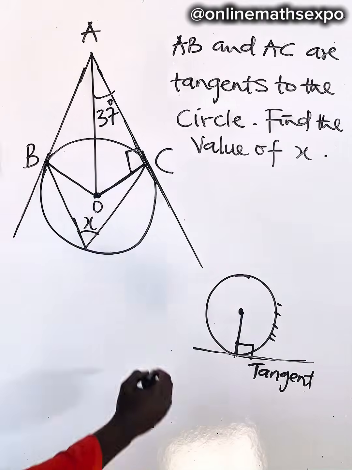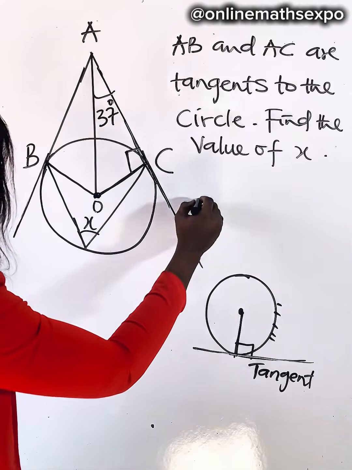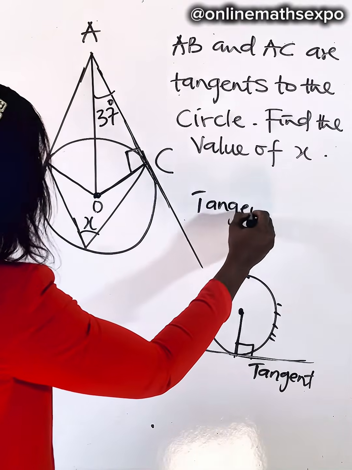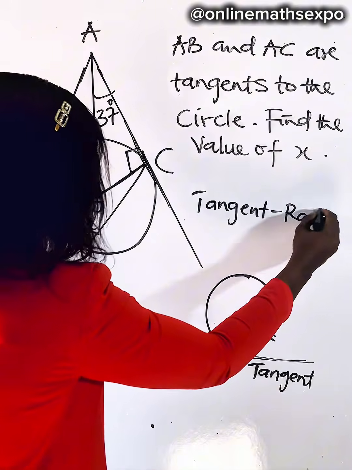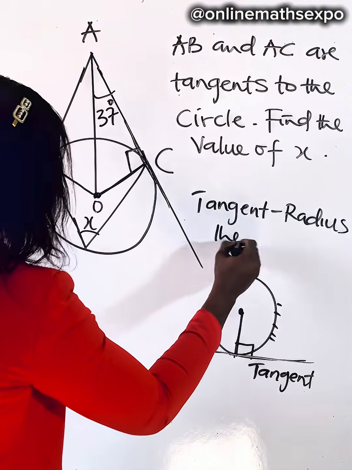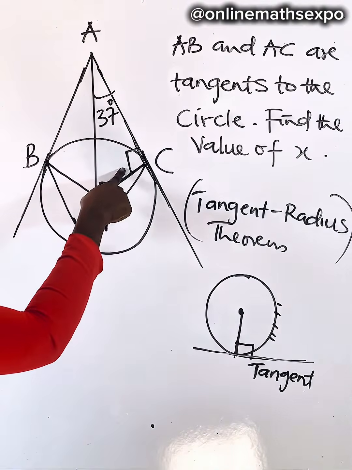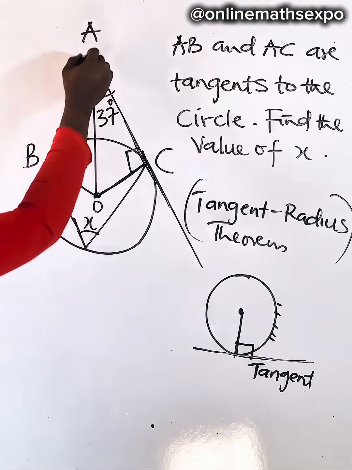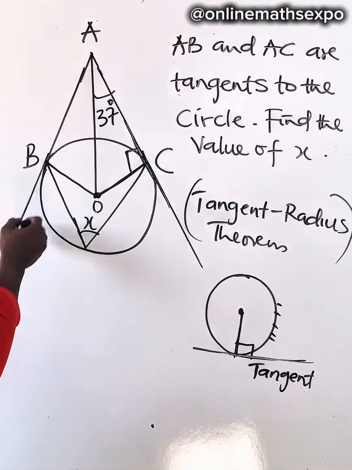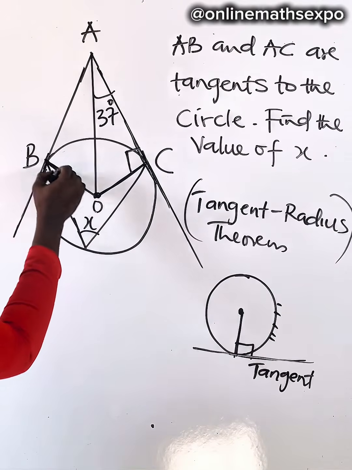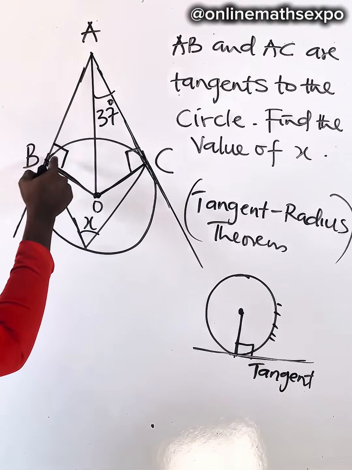What is your reason? The reason is your tangent. Let's write it here. Your tangent and the radius theorem. So that's just the theorem. So with this, here is angle 90. And if this is 90, you also see that this is also your tangent and this is your radius. So it also makes angle 90 here.